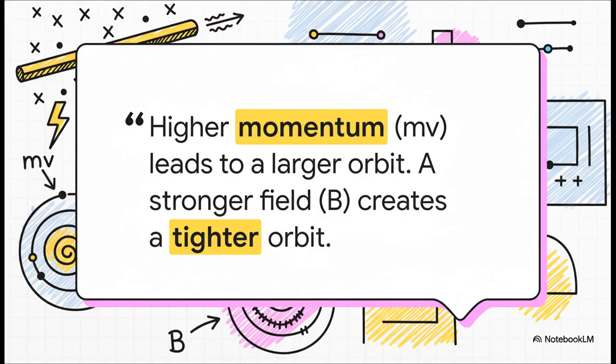And this analogy just makes it all click, doesn't it? A heavier particle or a faster one has more oomph, more inertia. It's just harder for the magnetic field to bend its path, so it ends up making a much wider circle. It's exactly like trying to turn a speeding truck versus, say, a bicycle.